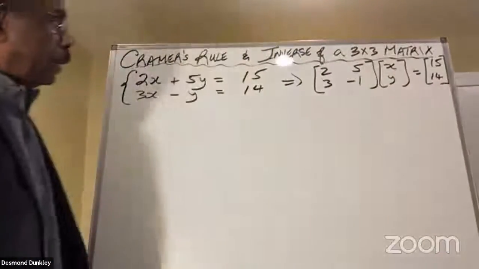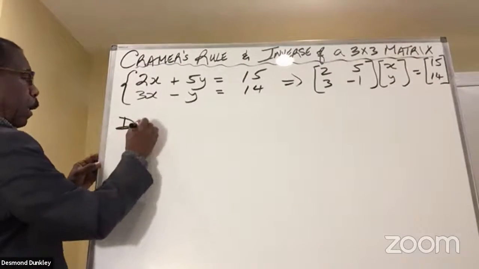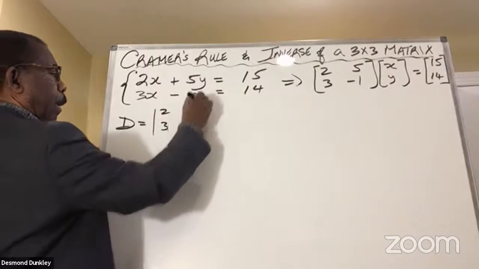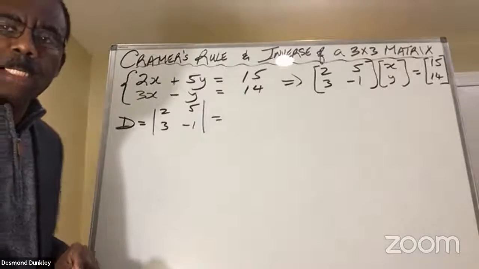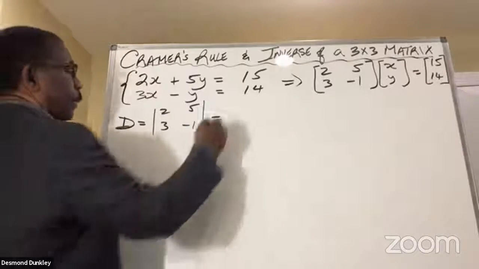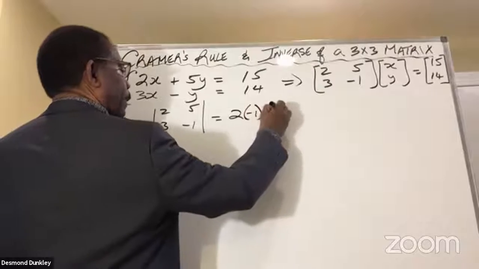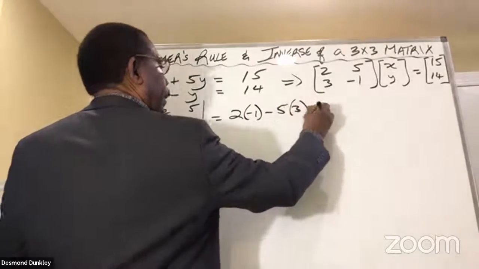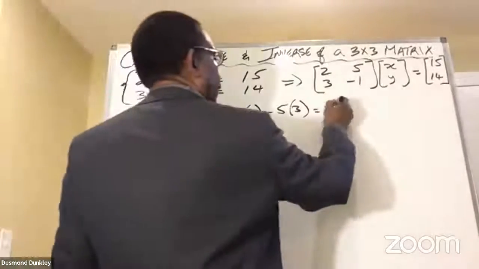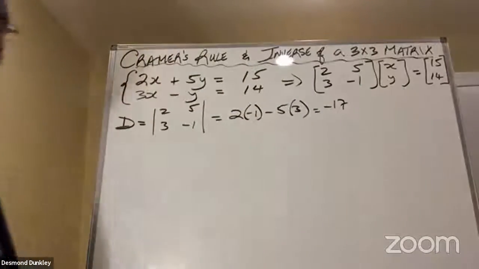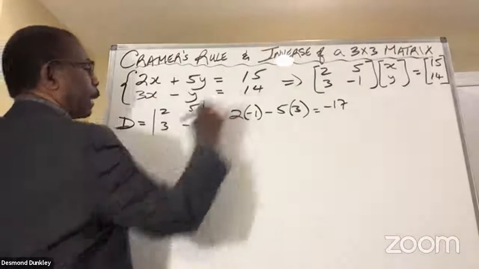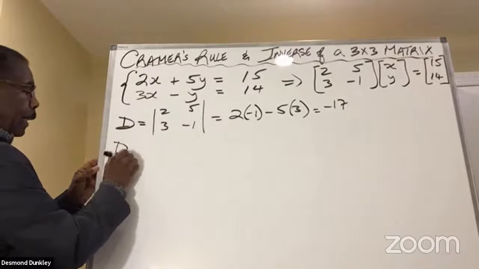That's our matrix equation. So D is going to be the determinant of the original. And remember, we said that the determinant for the 2 by 2 is AD minus BC. So it's going to be 2 times negative 1 minus 5 times 3 equal to negative 2 minus 15. That gives me negative 17. And you double check to make sure we're good. 2 times negative 1 minus 15, negative 17. Good. So now we go for dx.